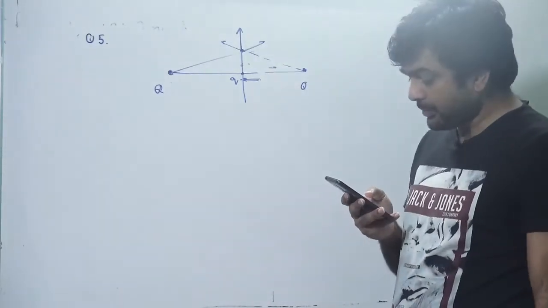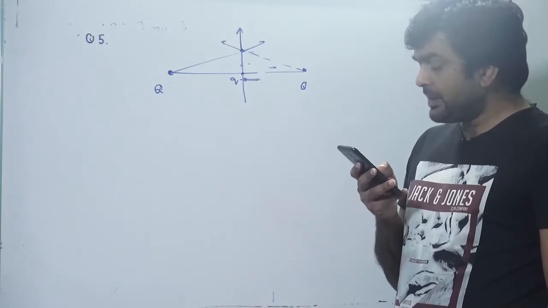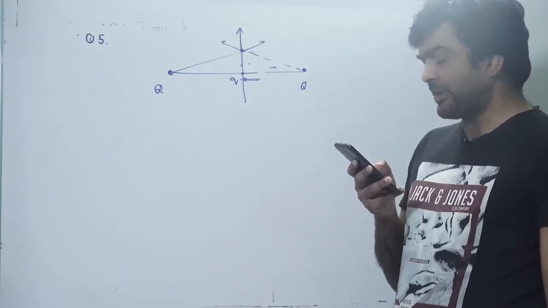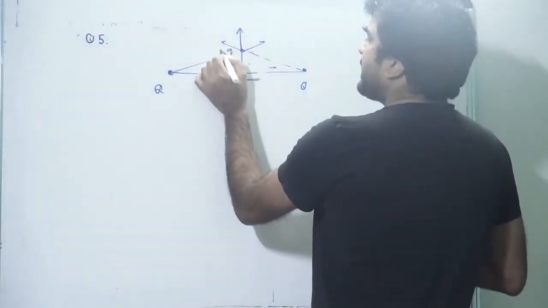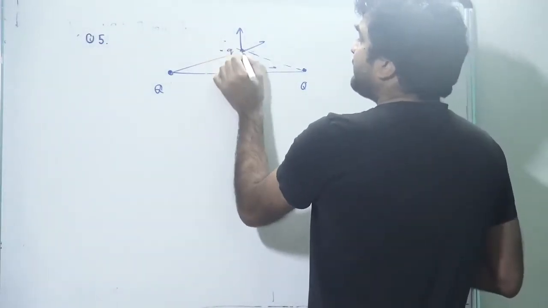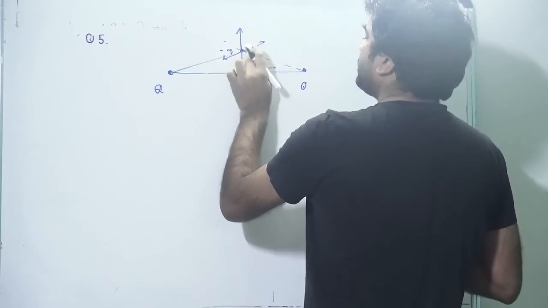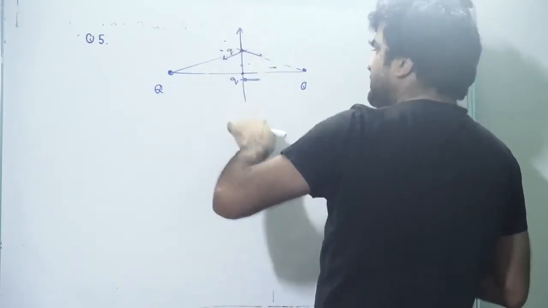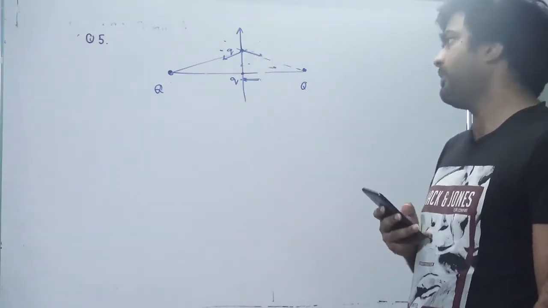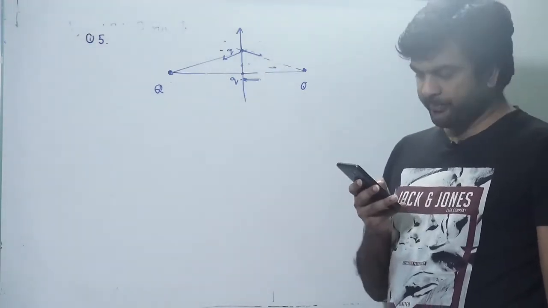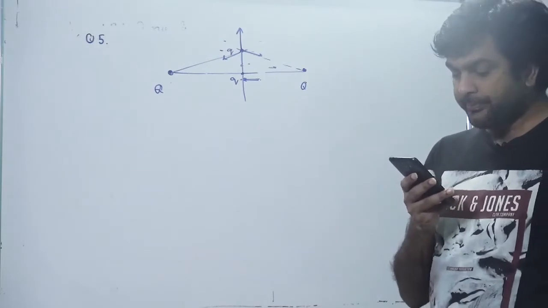If q is negative and delta is perpendicular to the line joining the charges, this is correct. On the other hand, if this charge q is negative, it will experience a net attractive force towards the mean position and it will start to oscillate, and for small displacement we can show that the motion is simple harmonic. So option C is also correct.